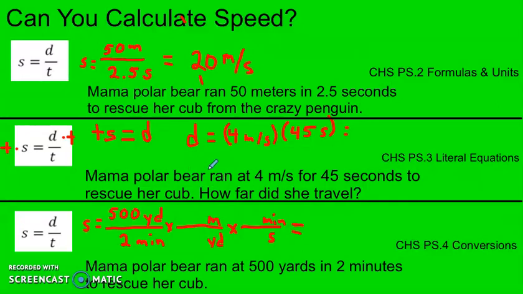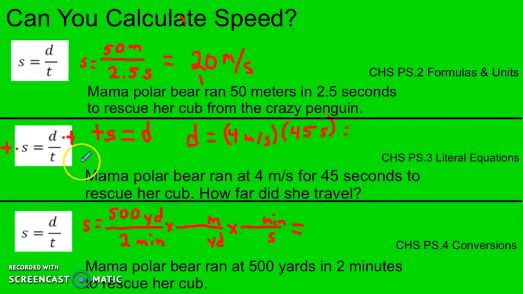Mama Polar Bear ran at 4 meters per second for 45 seconds to rescue her cub. How far did she travel? Is it asking for speed? No, it is not. It is giving you the speed and it is giving you the time. It is asking for the distance. How far did she travel? So this is an example of what's called a literal equation. A literal equation has this whole video dedicated to it. And if you see you're struggling with these, I will ask you to go to this video so you'll have a little bit more practice with it.